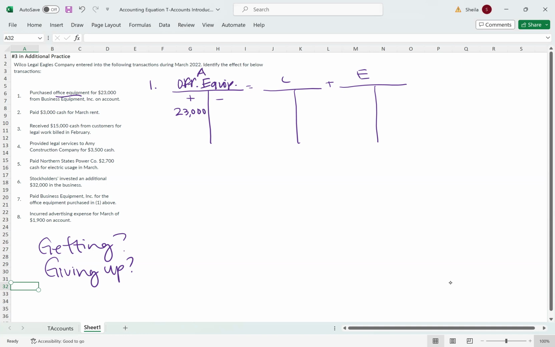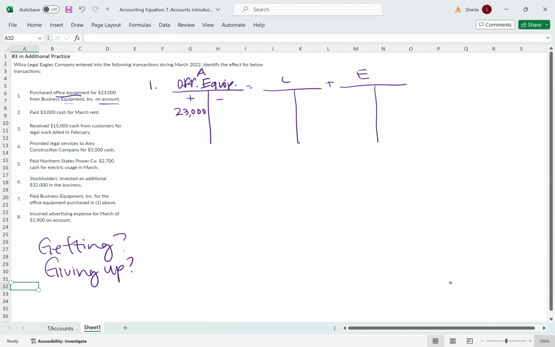Now remember, we have to be in balance. So we either have to increase something on the right side of the equation, or we're going to have to decrease something on the left side because we have to keep it in balance. Now it says that we bought this from business equipment, so it must be a vendor on account. Anytime we purchase something on account, that means we have an obligation to pay in the future. It does not say we paid cash. Therefore, we do not affect the cash account. Instead, we are creating an obligation to pay in the future.